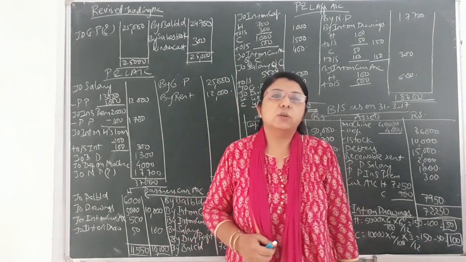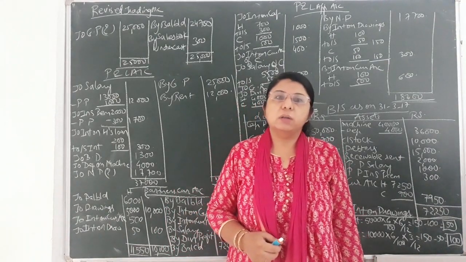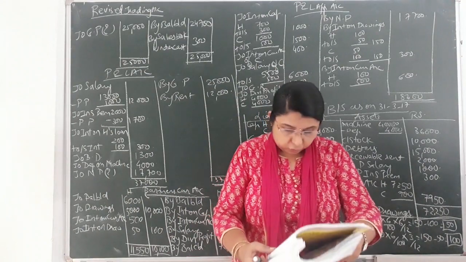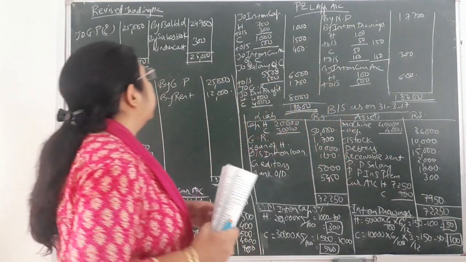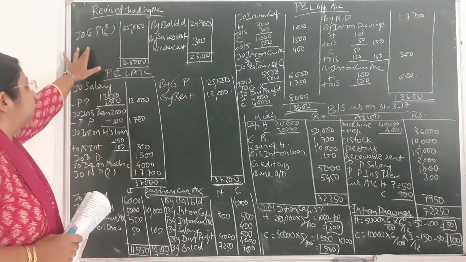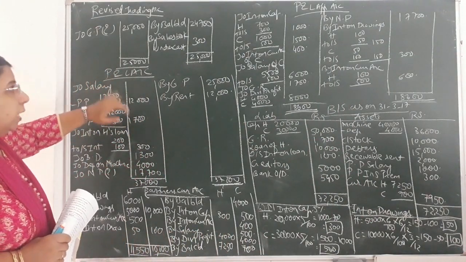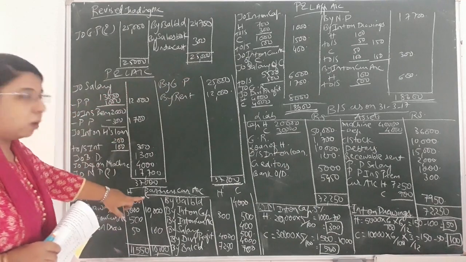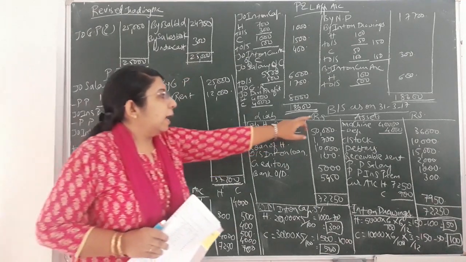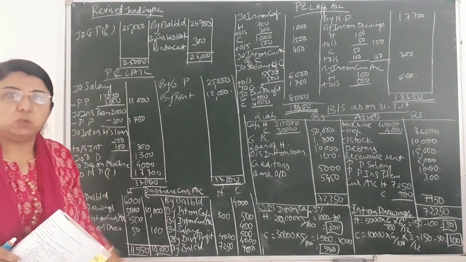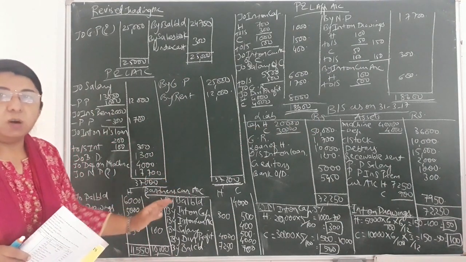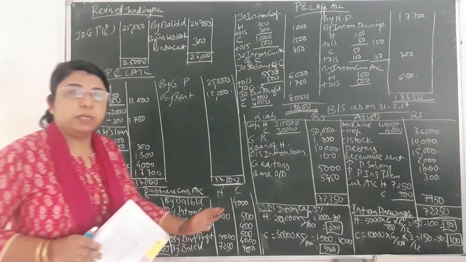Now in this video lecture, I am going to explain question number 13 of your textbook, that is on page number 82. As you can see on the board, I have prepared the revised trading account, then afterwards the P&L account, P&L appropriation account, partners' current account and balance sheet as on 31st March 2017. So these are basically the accounts and balance sheet that we have to prepare in this sum.